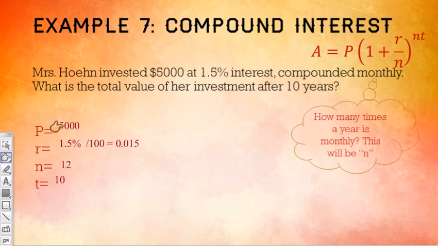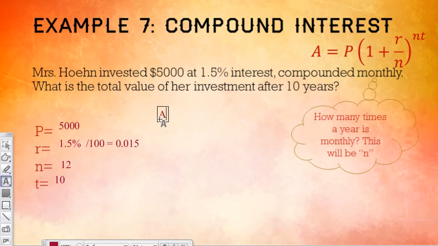So now I have all of my pieces. I have my principal, I have my rate, I have my N value, how many times per year something is compounding, and then the total number of years that we're looking at is my 10. So then I can go ahead and just plug all of these pieces into my formula here.